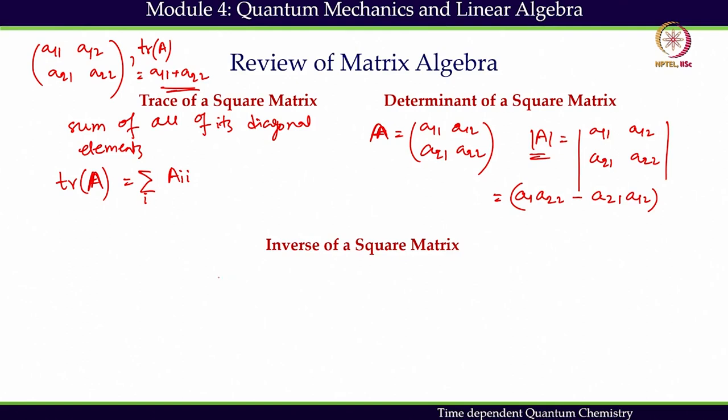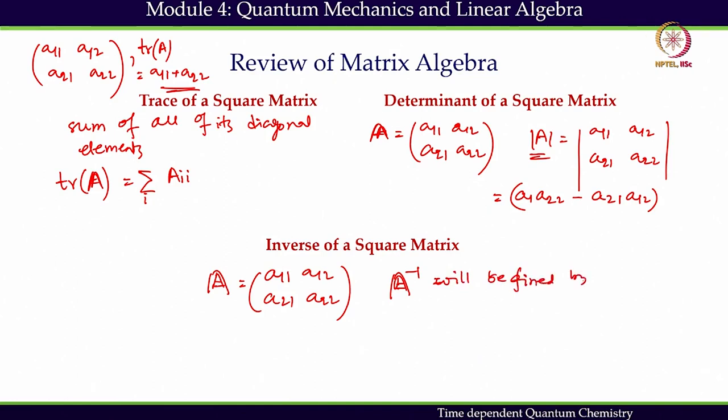Inverse of a square matrix: if the matrix looks like this, A11, A12, A21, A22, then the inverse of the matrix will be defined by A inverse. If I matrix multiply A with A inverse, that will give me an identity matrix. What is an identity matrix? An identity matrix is nothing but a matrix whose diagonal elements are 1. That is the way the inverse of a matrix will be defined.